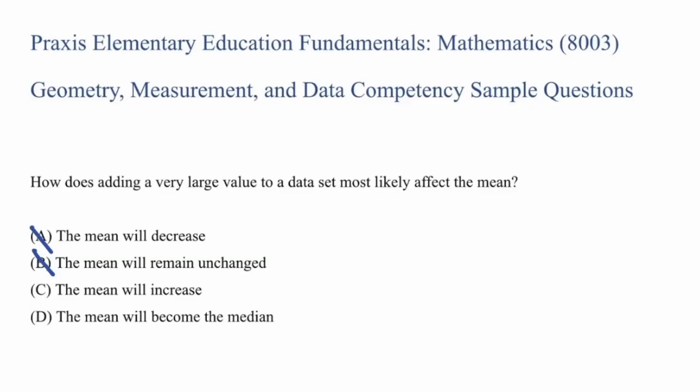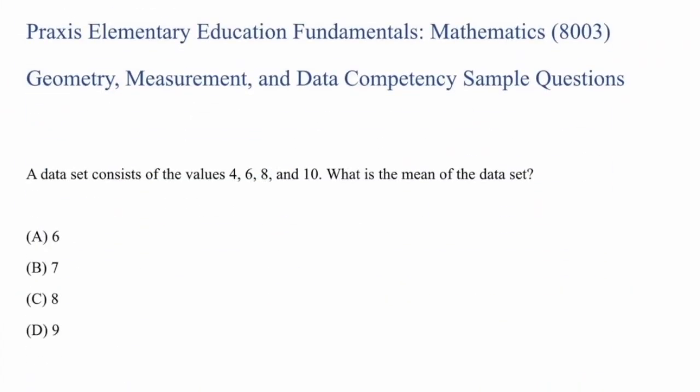D, the mean will become the median. Mean and median are different measures and do not become the same automatically. So that is not our answer either, and our answer will be C. The mean will increase. Our final question, a data set consists of values 4, 6, 8, and 10.